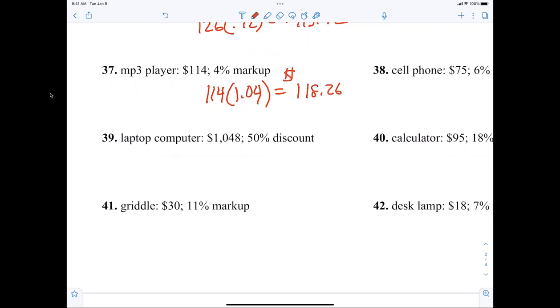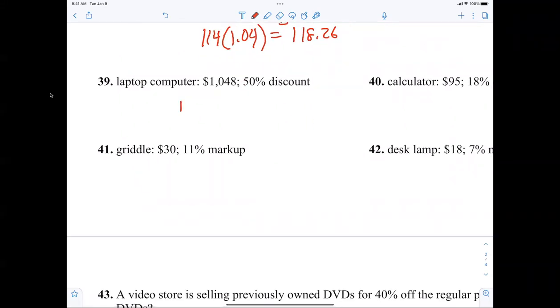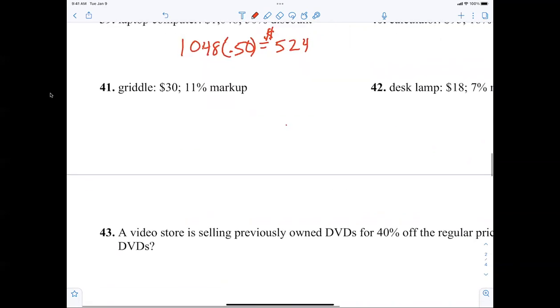All right, Mr. Valdez, come on, man. That's exactly right. 524. Very nice. A 50% discount. You pay half, right? That's it. All right. Tell me about the next one. 30 times 1.11. Yes. And it's 33.3. Well, $33.30. We want to make sure we mark it correctly. You agree with that?